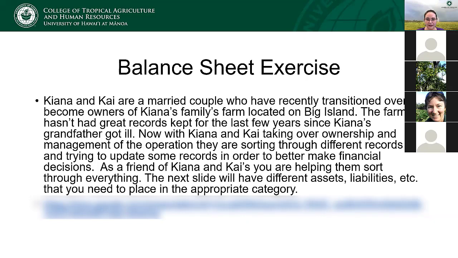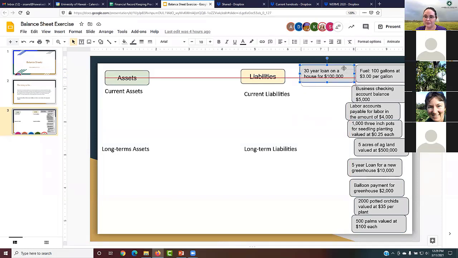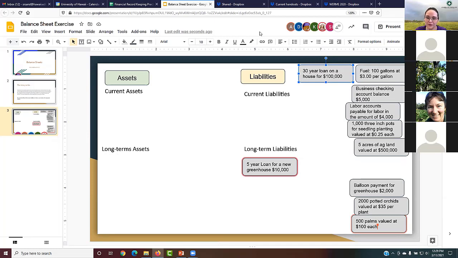As a friend of Kiana's and Kai's, you're a really good friend, and you are helping them sort through everything. The next slide will have different assets, liabilities, etc. that you need to place in the appropriate category. Oh, you guys are already on here. You're really good. I have created these lists that you should be able to move with your mouse, and you will put them under either current assets, long-term assets, current liabilities, or long-term liabilities. For this, feel free to unmute yourself and ask questions, or discuss with each other in the chat.